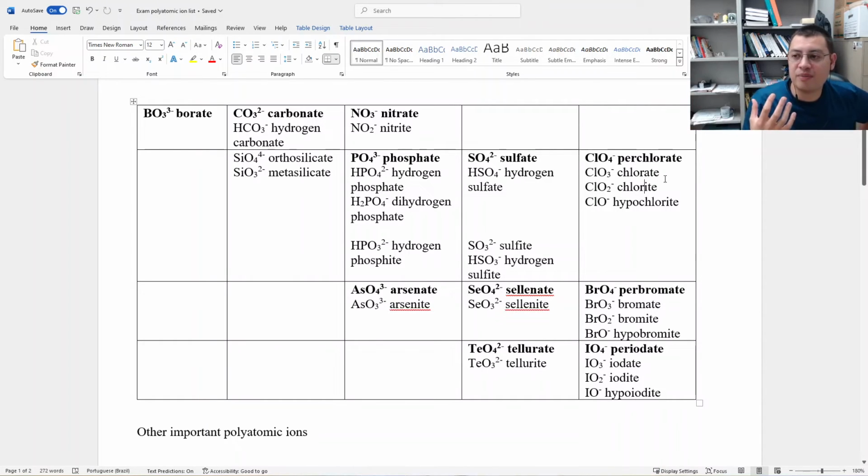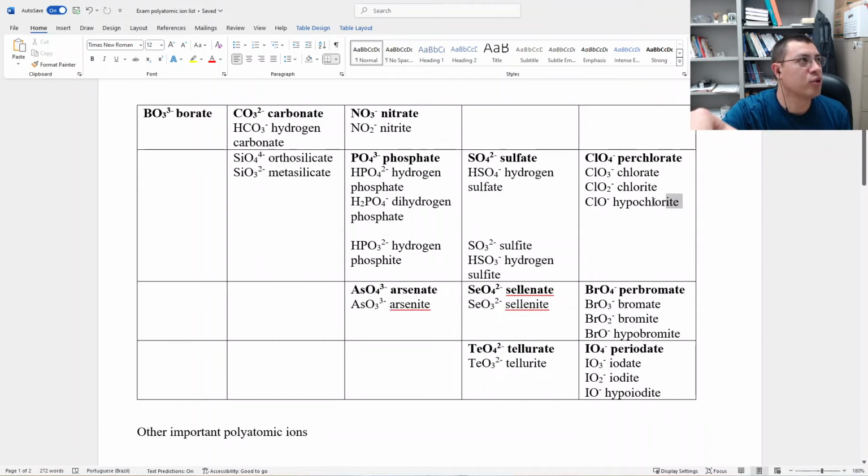Per comes from the prefix hyper, meaning a lot of something. But we don't say hyperchlorate, we say perchlorate. I didn't come up with the rules. Hyperchlorate sounds cooler, in my opinion. But if you go 1 oxygen more than chlorate, it gets called perchlorate. If you go 1 oxygen less, it's chlorite. And 1 even less, you get hypochlorite. Like bleach is sodium hypochlorite.